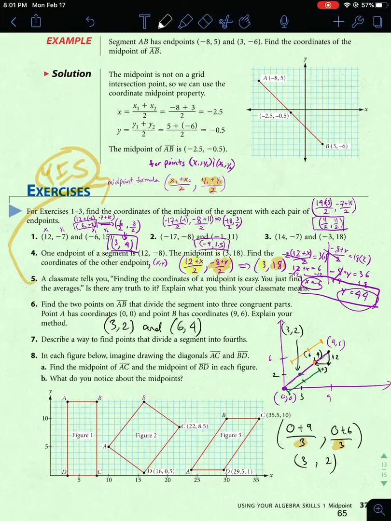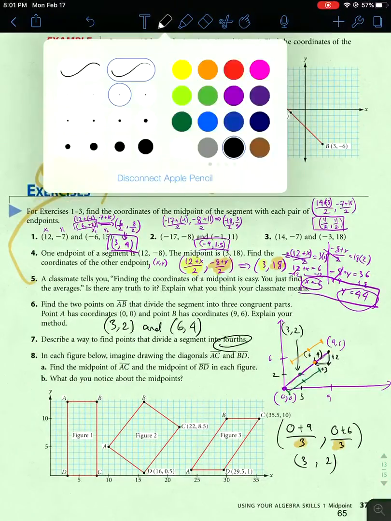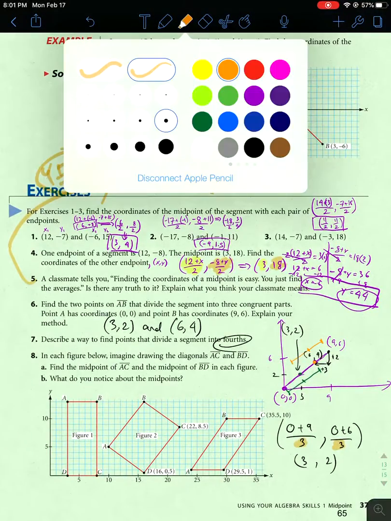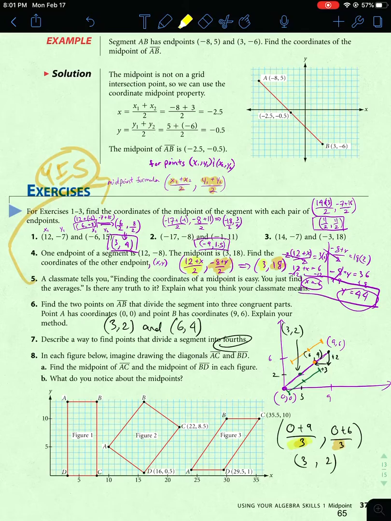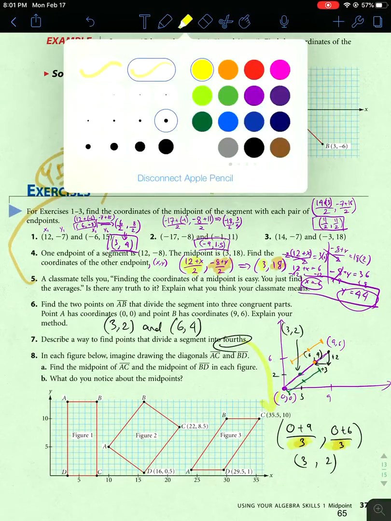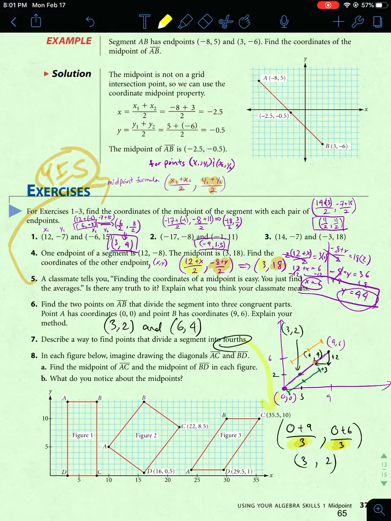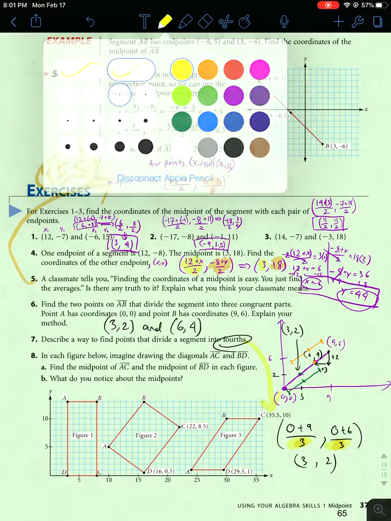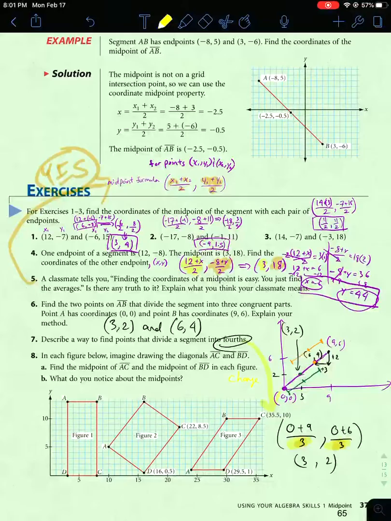Describe a way to find points dividing a segment into fourths. That means use this thing from before. Maybe I'll highlight in yellow now, this 3 from before, change that into a 4.